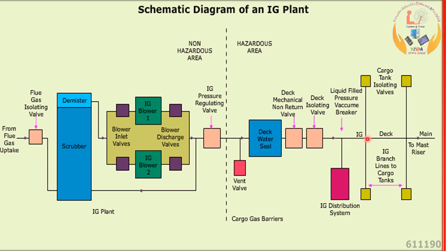And then of course you have the various tanks, and the cargo tank isolating valves. These are the cargo tanks in which the isolating valves are fitted. Each tank also has its PV valve and PV breaker. This is your PV breaker, and it goes to the main mast riser. So this is the schematic or block diagram of the IG system, which I have explained, and each component's description is given.